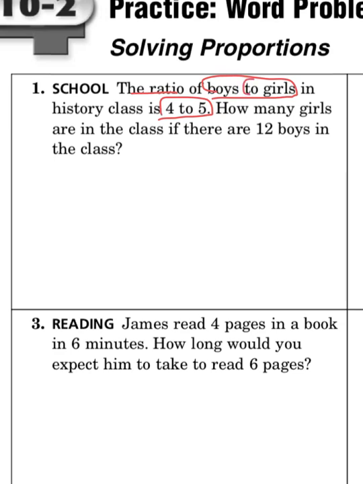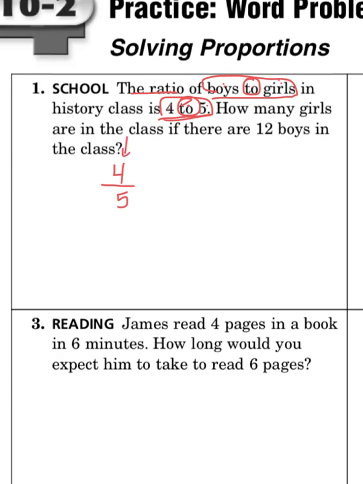Do you see how it has the word "to" here and the word "to" here? You need to notice that. Boys to girls, 4 to 5. Okay, and that information goes together. Now, the other thing I notice about this information is 4 to 5. I can write that as a fraction. 4 fifths, 4 to 5. Okay? And it says boys to girls, 4 to 5.